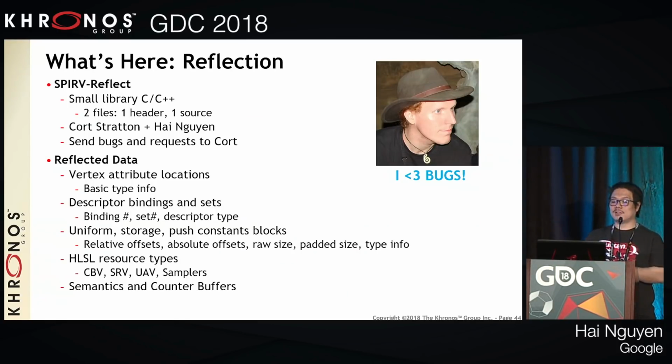It does a pretty extensive reflection of descriptor bindings and sets, uniform storage, push constant blocks, relative offsets, absolute offsets, raw size, etc. And it also does the HLSL resource types. So there's literally an ID field in the struct that tells you if it's a CBV, SRV, UAV, or sampler. And we went through a lot of pain to make this happen because it's not obvious how to derive that from the SPIR-V. And of course, it will contain semantics and counter buffers.